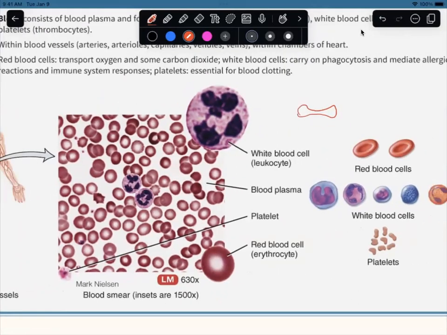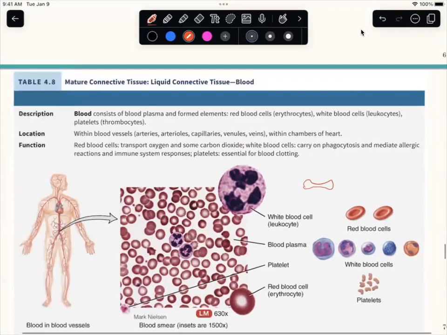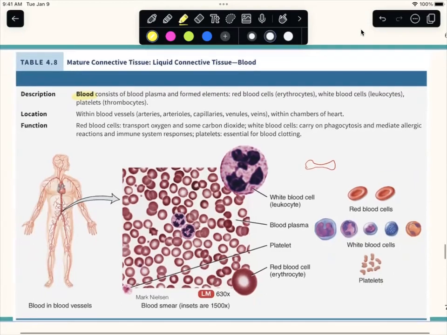So for this class, all you need to be able to identify is that this is blood. That's as far as we'll take it in this class. In anatomy 2, you will go into a lot more detail about all of these different cells, what they do, and have to be able to identify each of the different cells.